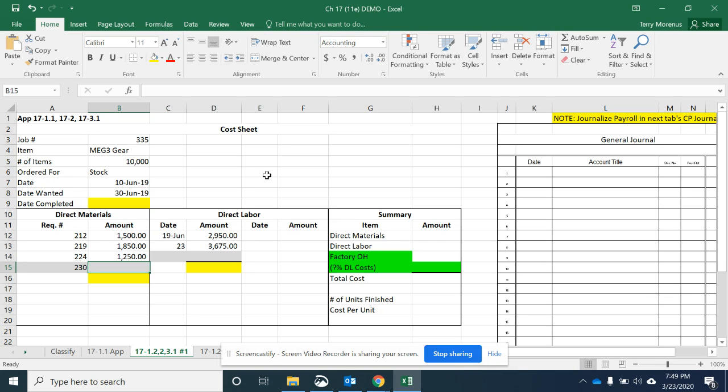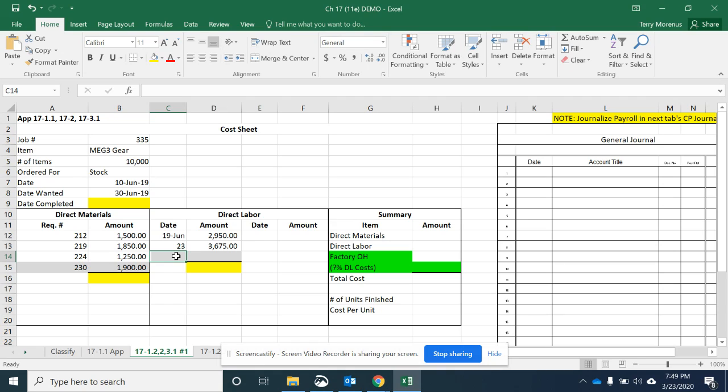Okay, we're back. On page 526, we're going to record the following items on the cost sheet for job number 335, which is the job for the gears. Materials requisition number 230 is for $1,900 of direct materials for this job. So we're going to record that. The requisition is 230, you can type that in, and the amount is $1,900. We're not going to total it up quite yet.